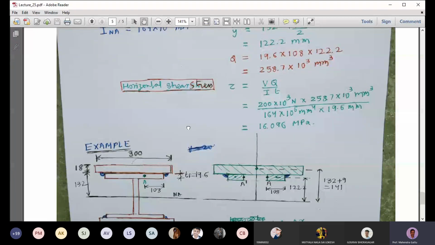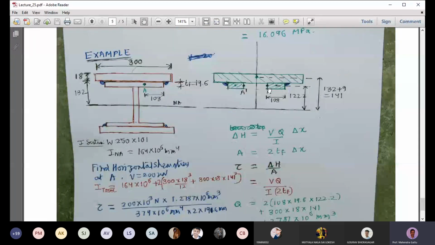I'm still not clear why you have to do a cut like this. Why can't we do a cut like this? We can just cut across the plate and do the analysis, but I don't know why they are not doing it.